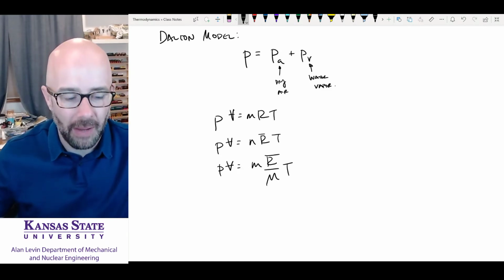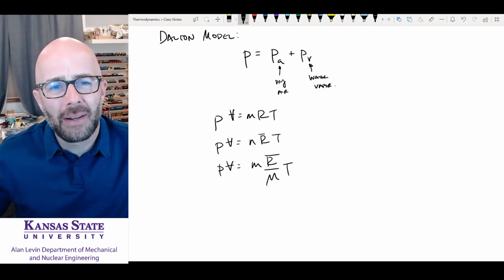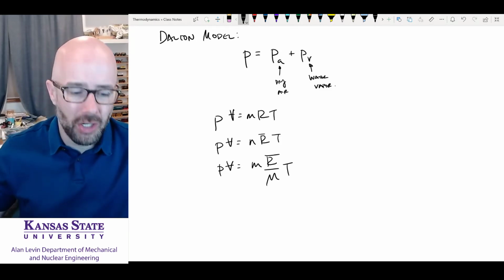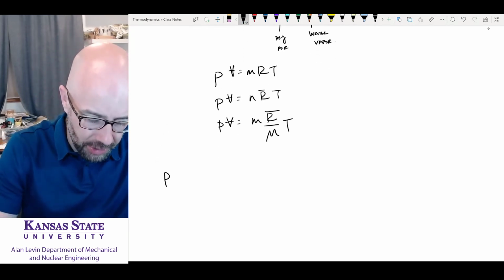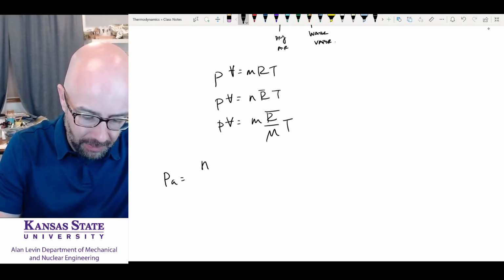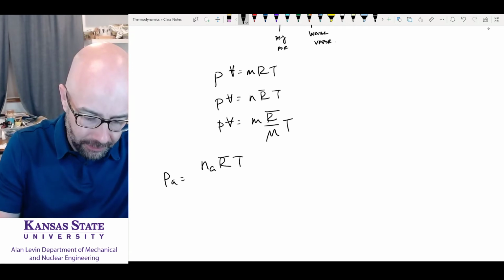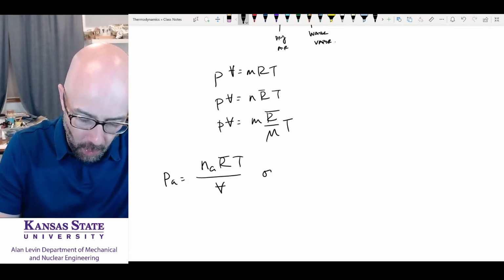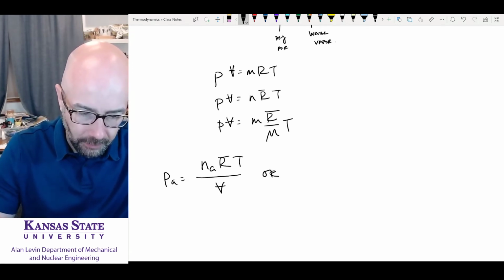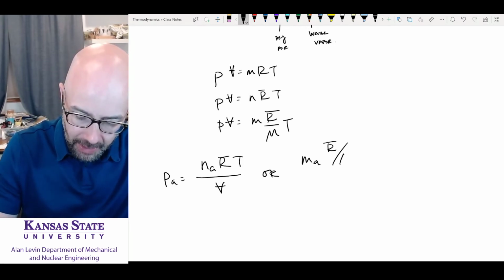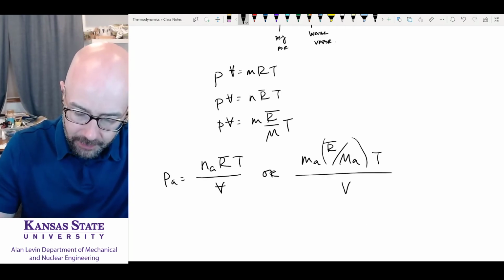We're comfortable with that. And so let's figure out what the partial pressure of our dry air is. The partial pressure of our dry air is going to be the number of moles of our air times R-bar times the temperature all over the volume, or it's going to be the mass of the air times R-bar divided by the molecular weight of the air times the temperature all over the volume.